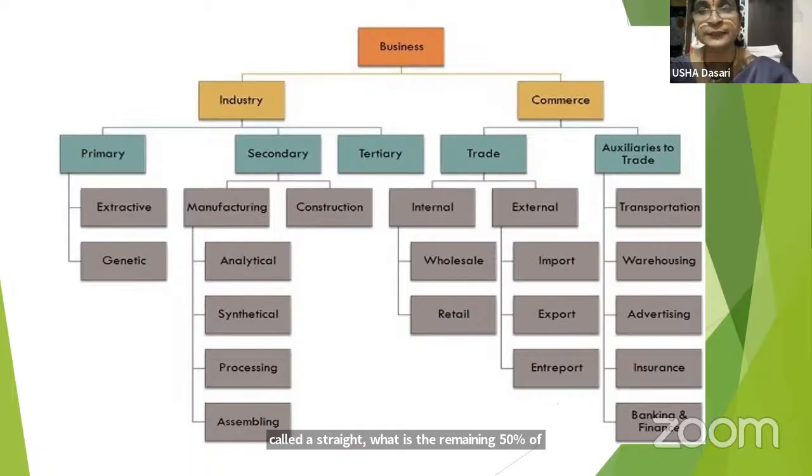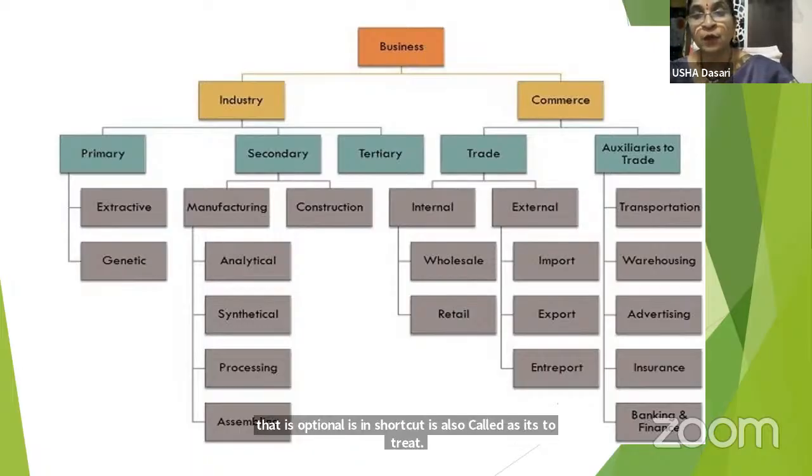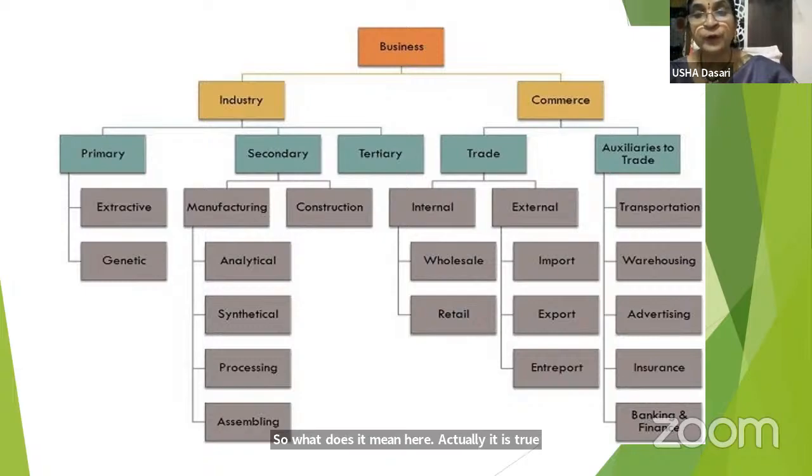That is auxiliaries, in short also called aids to trade. So what does it mean here? Auxiliaries to business is very important for every trade. Auxiliaries means aids to trade. It means the activities which assist the trade. So what are those activities here?